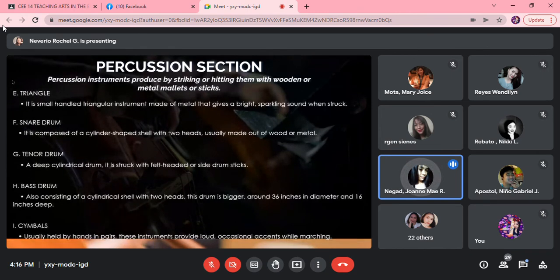Next is the percussion section. Percussion instruments produce sound by striking or hitting them with wooden or metal mallets or sticks. Some percussion instruments have a definite pitch, such as the timpani, xylophone, tubular bells, and marimba, while others have indefinite pitches like gongs and drums. So, dito sa percussion section, ginagamitan siya ng stick or metal mallets. Kumbaga, hinihit mo siya para mag-produce siya ng sound. So the first one is timpani or kettle drums.